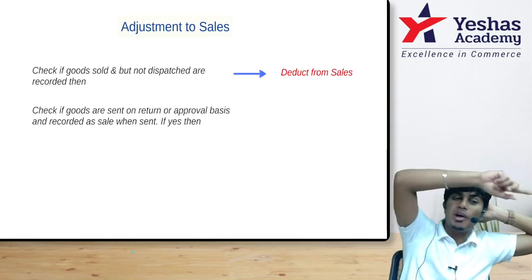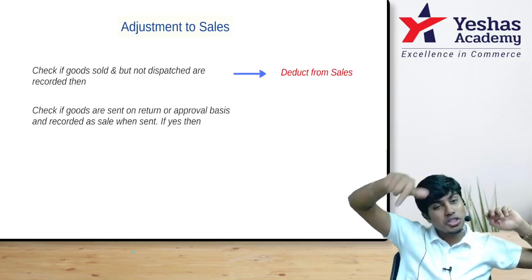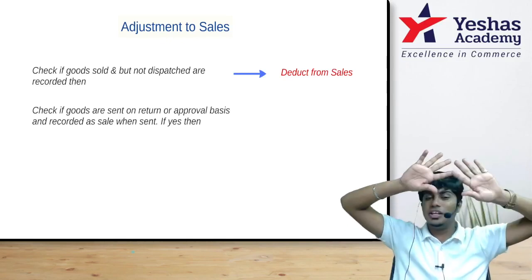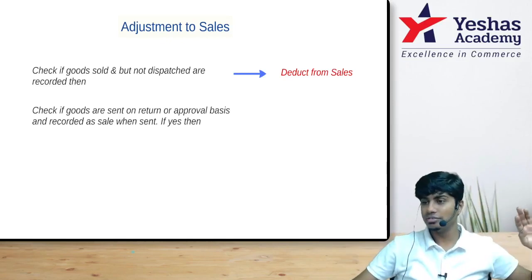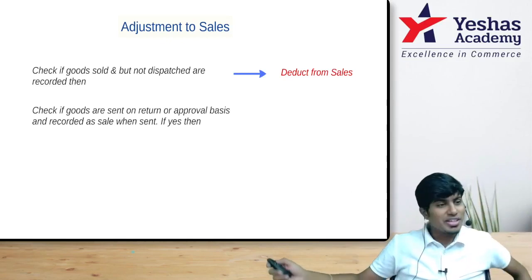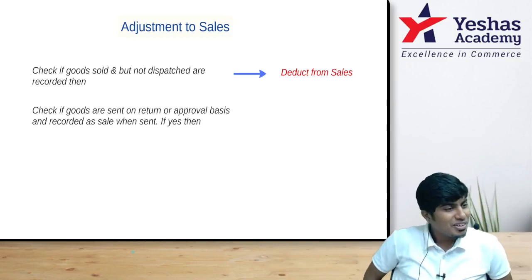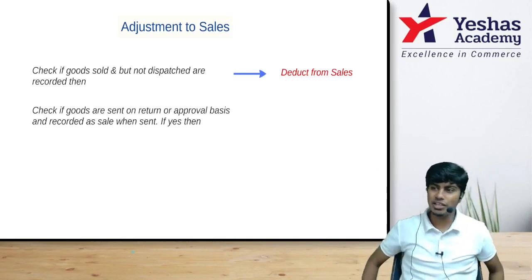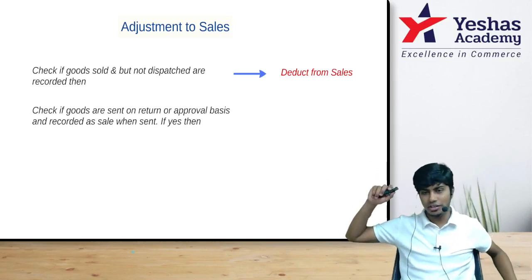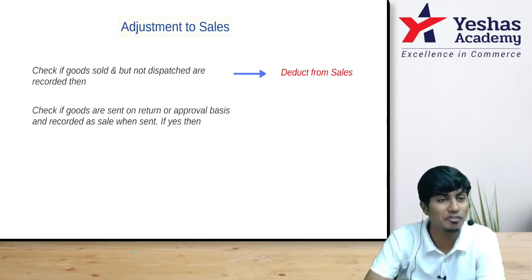Why? We were trying to find profit correctly. Here we are trying to find closing stock correctly. So we will not include it in inventory. We will not reverse the sale entry. Did you understand this? This is exactly opposite of what we learned now, because our objective here is exactly opposite of what we did then. Here we are not trying to find profit.